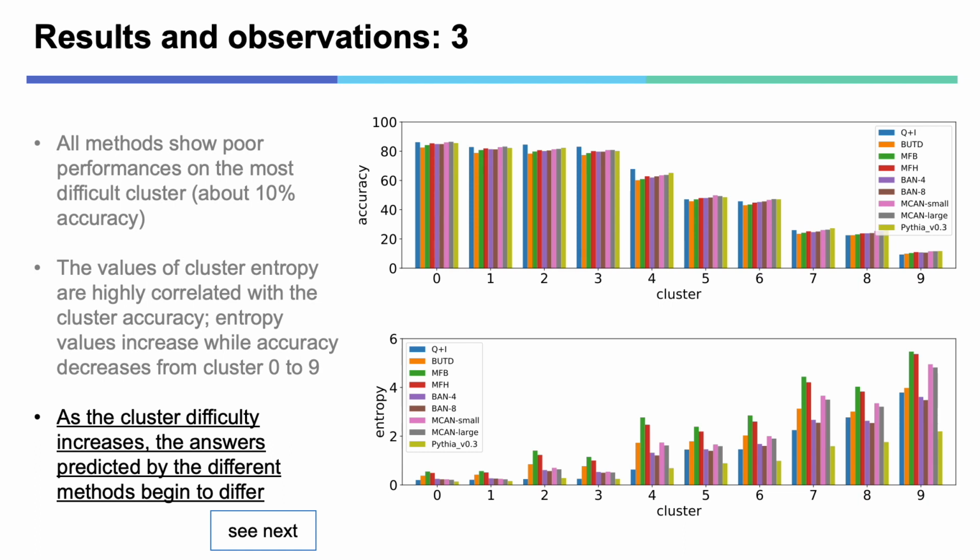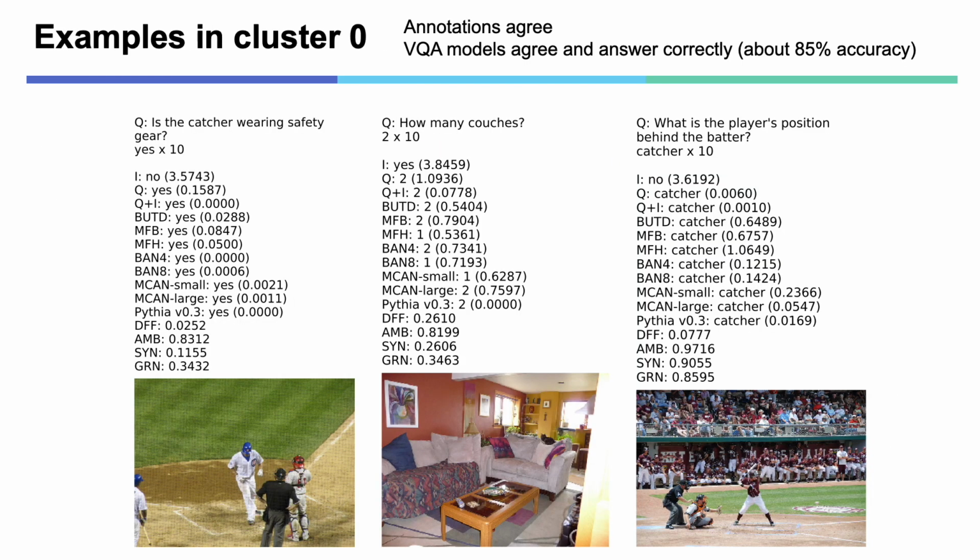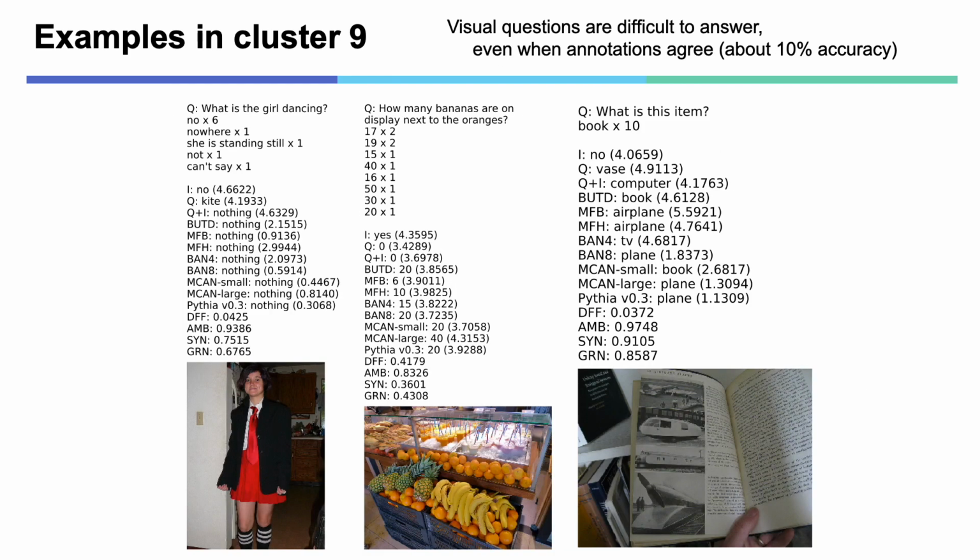Next, we show examples of answers to these clusters. These are examples of visual questions in cluster 0. Human annotations tend to agree, and the VQA models also agree with the correct answers. The accuracy of this cluster is about 85%. These are examples of visual questions in cluster 9, the most difficult cluster. Human annotations are diverse. The visual question seems too difficult to answer for VQA models, even when human annotations agree on the single ground truth annotation, like the right example.